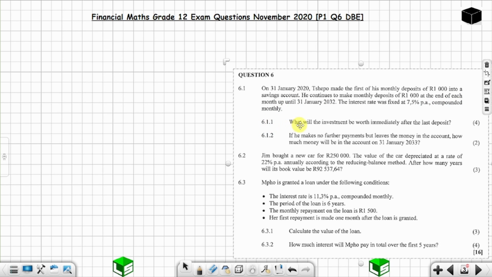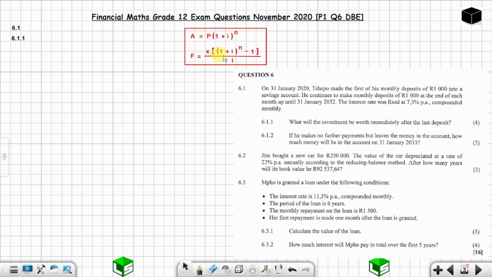6.1.1. What will the investment be worth immediately after the last deposit? 4 marks. Whenever we are talking about saving or investing, these are the two formulae that should come to your mind. In this situation, which of the two are we going to use?